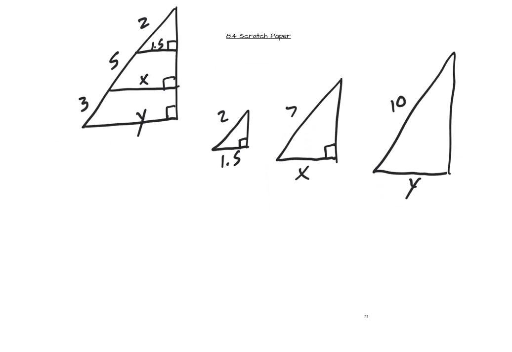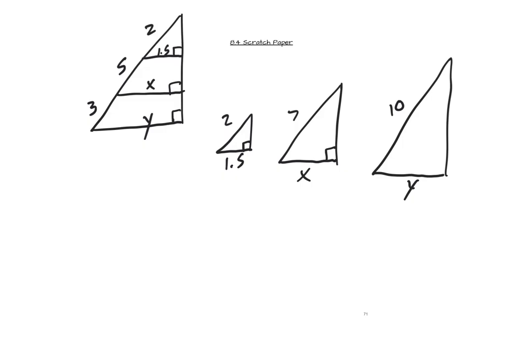So for instance, if I wanted to find x, I'm not going to use this triangle at all. I'm going to use these 2 triangles right here. I'm going to say 2 is to 7 as 1.5 is to x. So we've got to do x and y separately. And then you can cross multiply and solve. And we would do the same thing to find y, except I'm not going to use the middle triangle. I'm going to use this one and this one to find y. Okay.